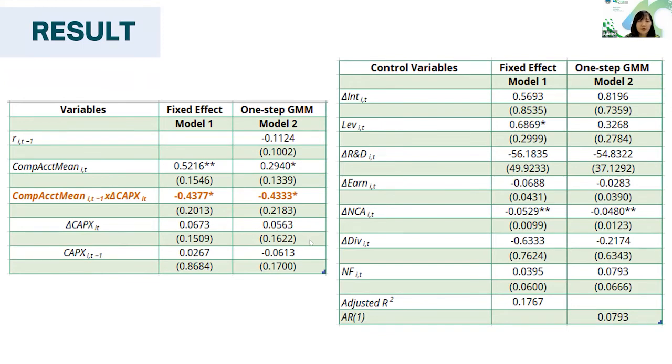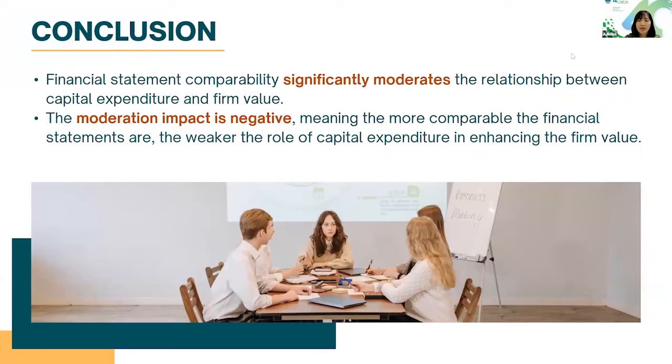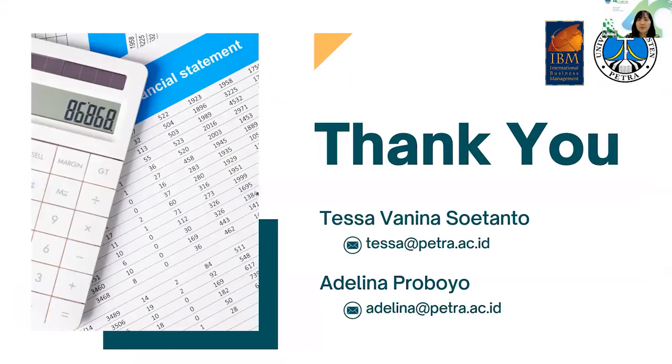So what can we conclude from this analysis? We can conclude that financial statement comparability indeed significantly moderates the relationship between capital expenditure and firm value. However, instead of positive, the moderation impact is negative, meaning that the more comparable the financial statements are, the weaker the role of capital expenditure in enhancing the firm value. That will be all for our paper.